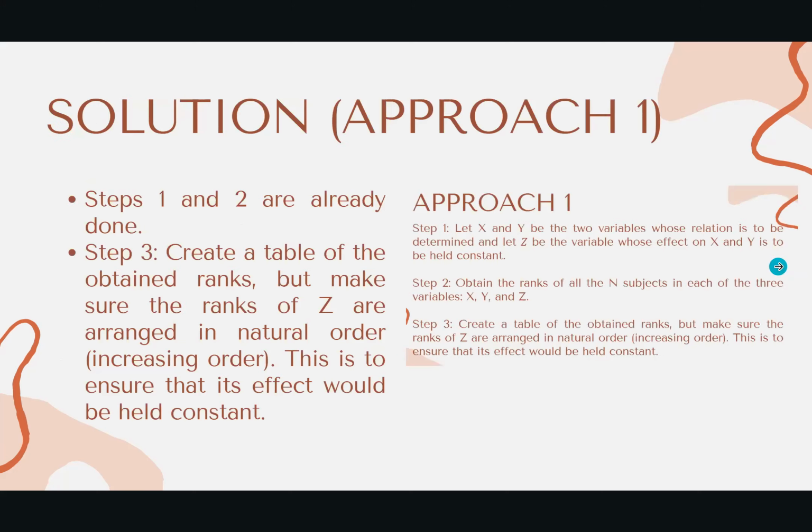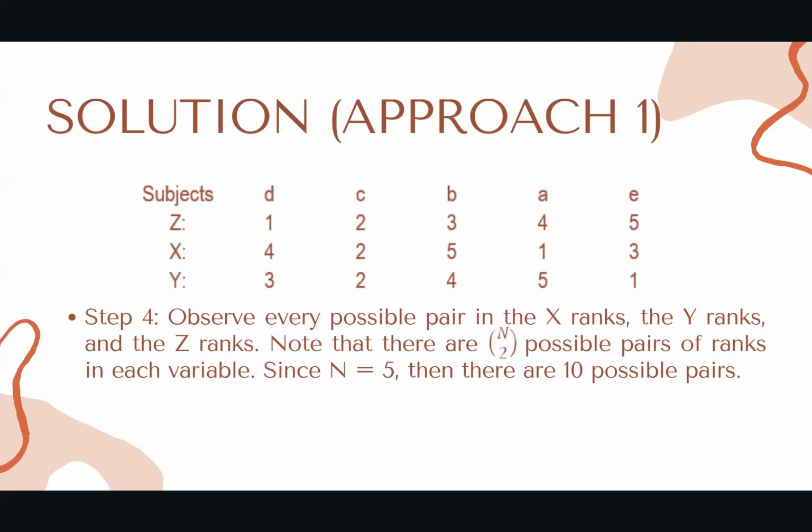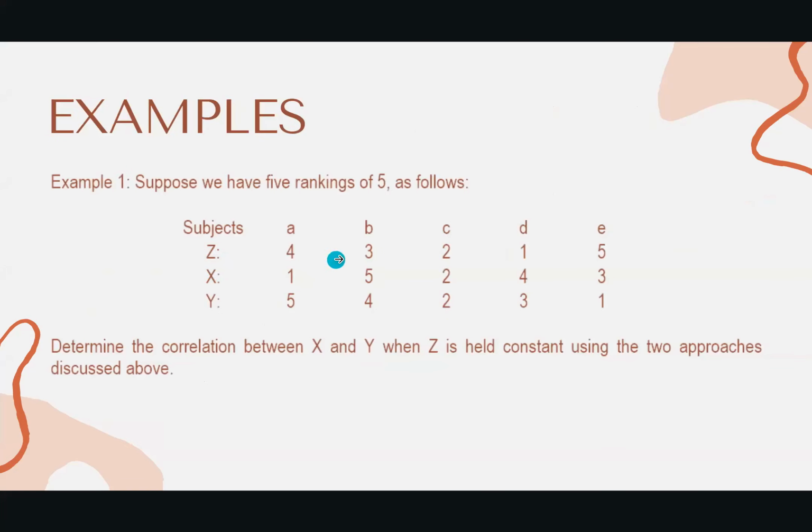Okay? So approach 1, so steps 1 and 2 are already done. Inilagay ko dito kung ano yung nasa previous slide. Then step 3, we need to create a table of the obtained ranks, but make sure the ranks of Z are arranged in natural order. So ganito dapat yung magiging itsura ng table natin. Okay, so kung mapapansin nyo, dun sa question, yung ranks of Z kasi dito ay hindi pa naka-natural order or increasing order. So, naka-scatter pa siya.